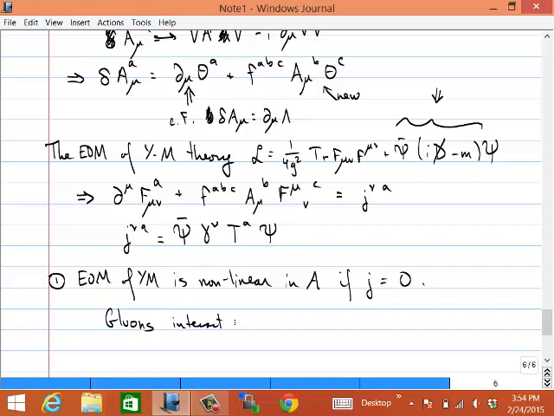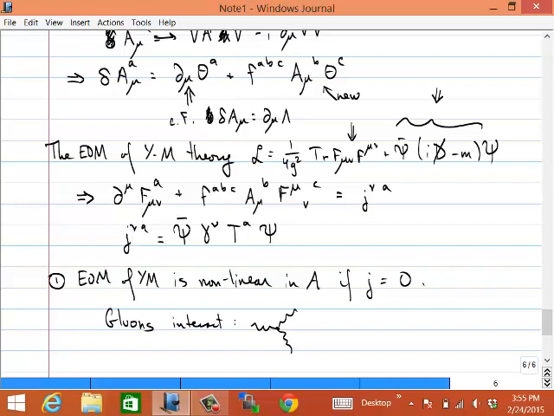So a photon does not scatter off of another photon. But gluons can scatter off of one another. In particular, if you just wrote out explicitly this Yang-Mills Lagrangian, as we will do, you'll see that there is both a 3-point and a 4-point function for gluons.